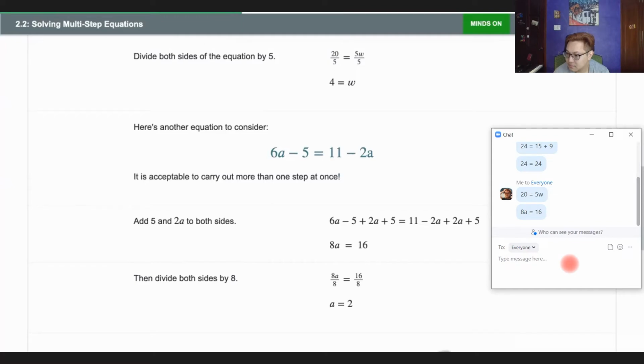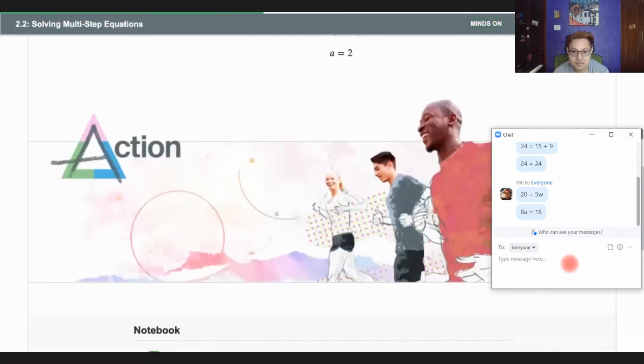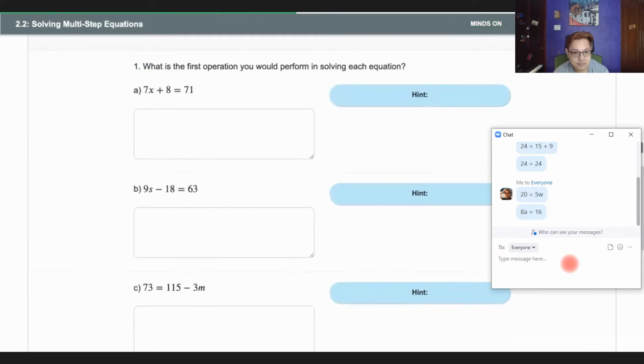Yeah, so moving on to these questions. They ask you what is the first operation you would perform in solving each equation. Like they ask you what is the first step to solve these equations. They ask for the first step, but the way they put it, it sounds so fancy, you know. What is the first operation? Why don't you say first step? Yeah, it's easier that way.